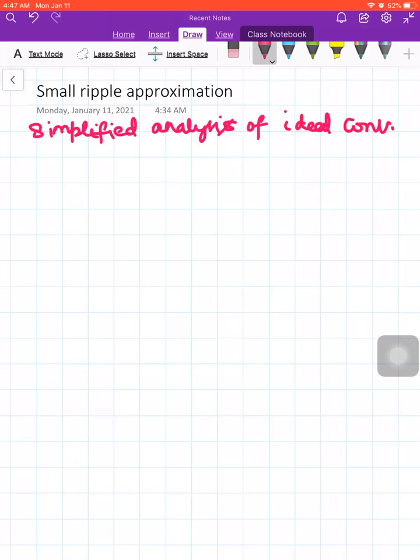So in this video, we'll see how to use small ripple approximation and switching cycle average of a converter. So the topic of the discussion would be small ripple approximation, SRA, and switching cycle averaging technique.